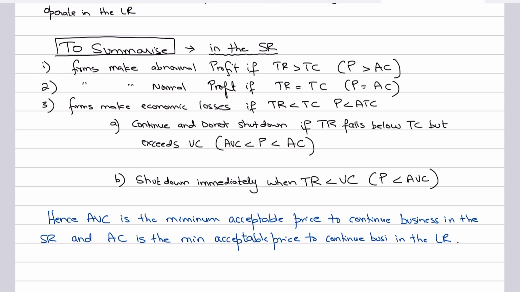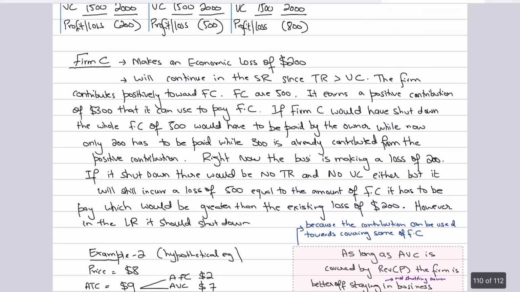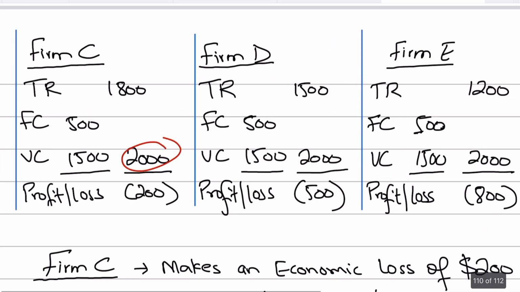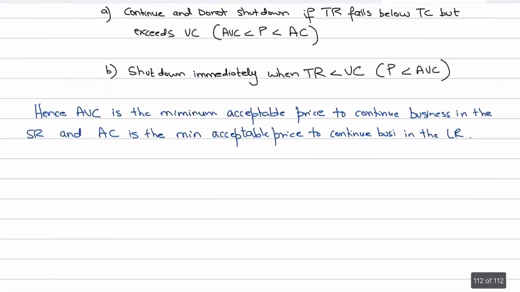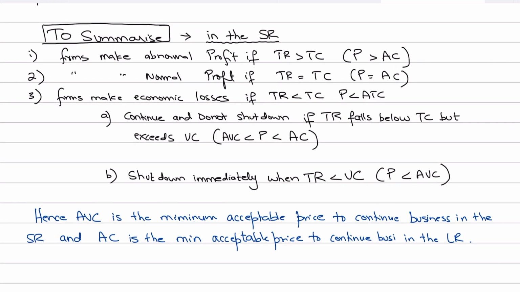You will continue and not shut down if total revenue falls below total cost, that is, total revenue is less than total cost but more than variable cost. That is, your revenues are less than total cost but more than variable cost. For example, look at firm C. In firm C, total revenue is less than total cost, 1800 is less than total cost of 2000 but more than variable cost of 1500. So if your revenue is covering variable cost, you should not shut down. Okay, this is what has been explained here. So this was in terms of totals.